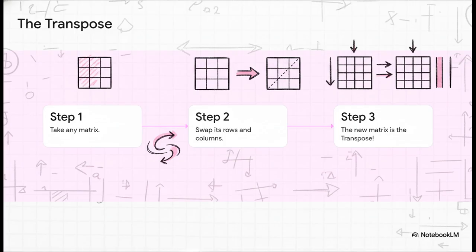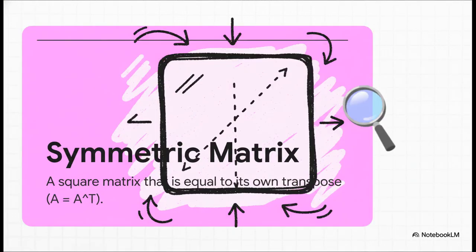It's a simple little swap, but it's a huge deal in fields like data science. So here's a fun little thought experiment. What happens if you take a square matrix, you transpose it, and it looks exactly the same? Well, congratulations, you've just found a symmetric matrix. It's a special type of square matrix that's a perfect mirror image of itself across that diagonal.